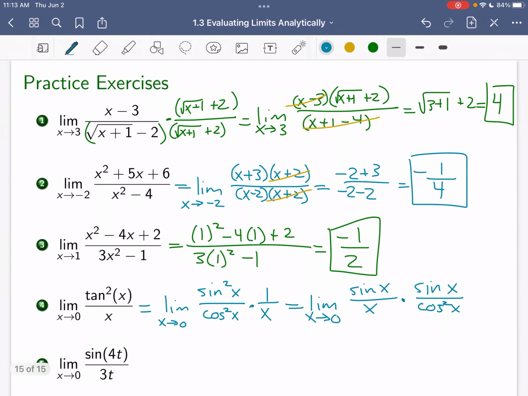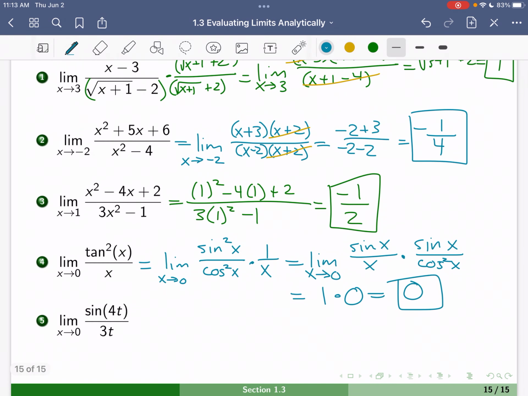Is that helpful? What's the limit of this piece? Well, that is as x approaches 0. For that piece, as x approaches 0, that limit is 1. That's one of our special trig limits. For the other piece, if we did direct substitution, we're going to get 0 on top. Is that bad news? 0 on top is not bad news, as long as the bottom is not 0. And if we plug in 0 for x in that denominator, we're just going to get 1. So we have 0 over 1, which is 0. 1 times 0 is 0. So this limit is 0 itself.